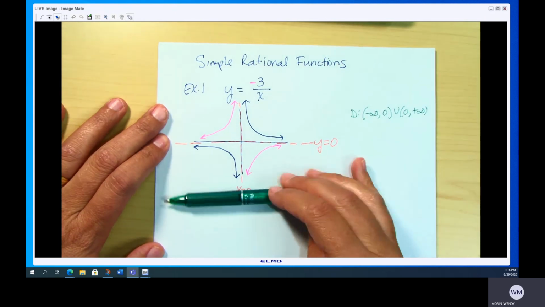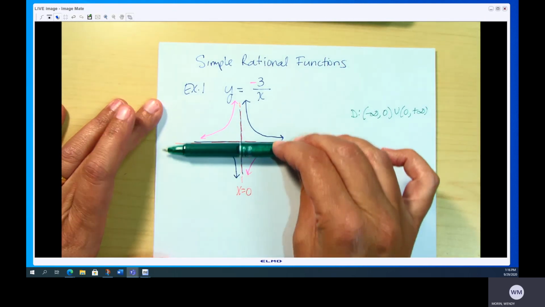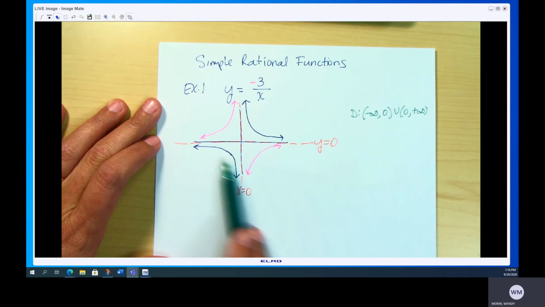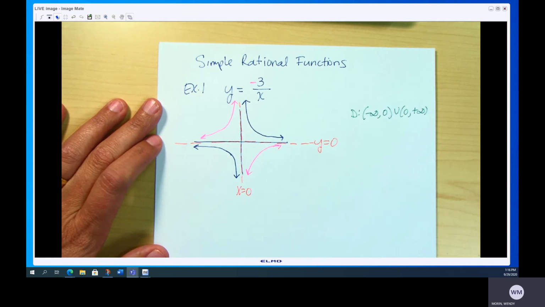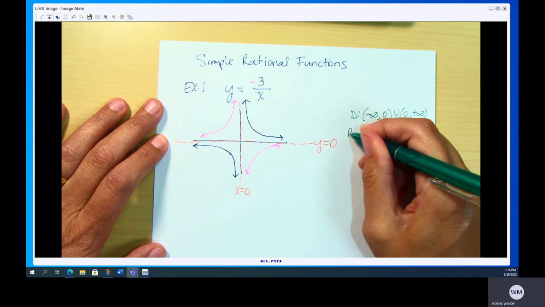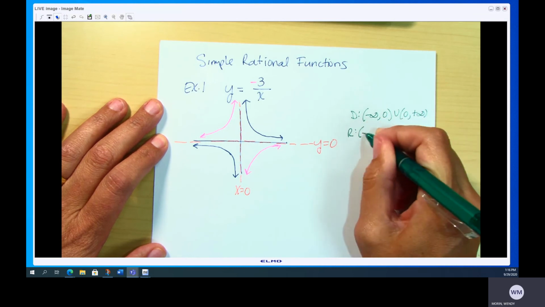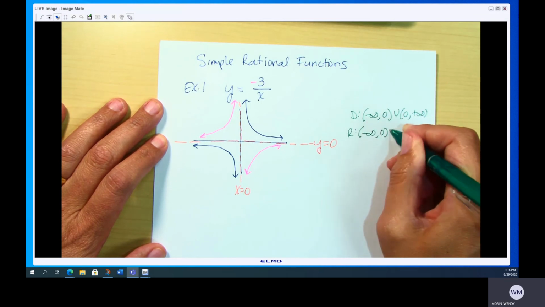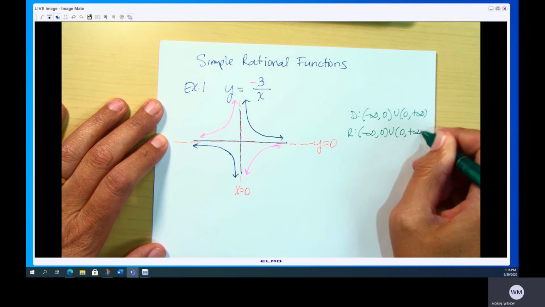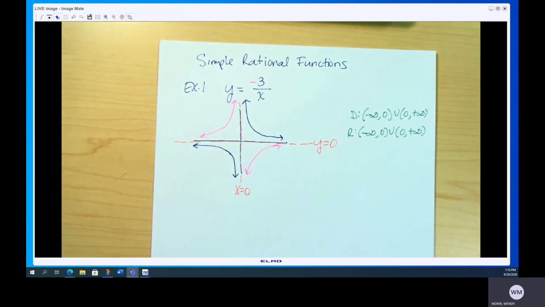Now look at the range. What y values are not included? Well, again, you have a horizontal asymptote, which means the graph will never reach that. So the range is negative infinity to 0 and 0 to positive infinity. So that's your basic domain and range.